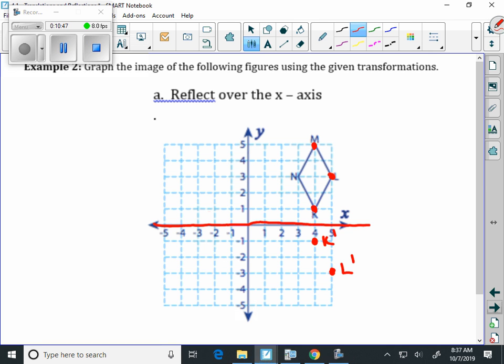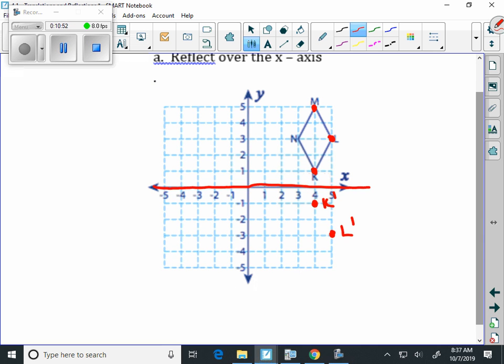Point M is 5 spaces away from the red line. So on the other side of the red line, we're going to count 5 spaces. And there's our M prime. And finally, N is 3 spaces away from the red line. So on the other side of it, 1, 2, 3. Here's our new N. Here's our new figure.